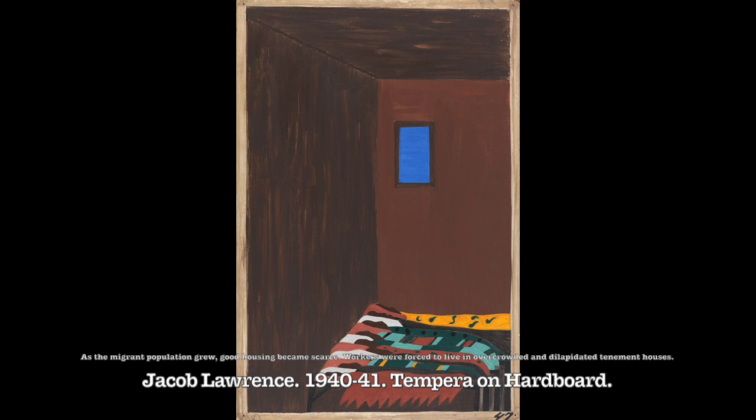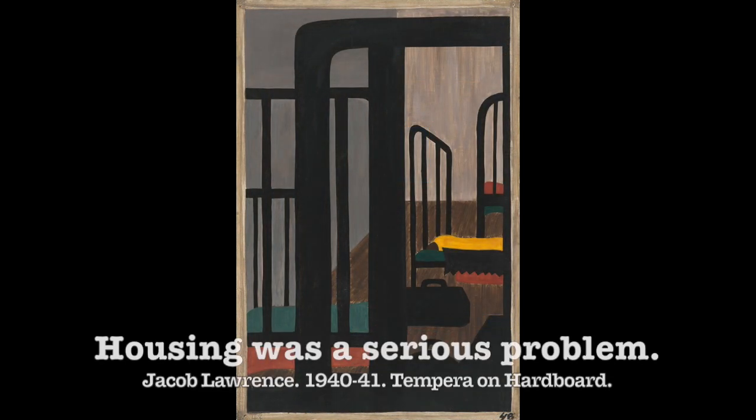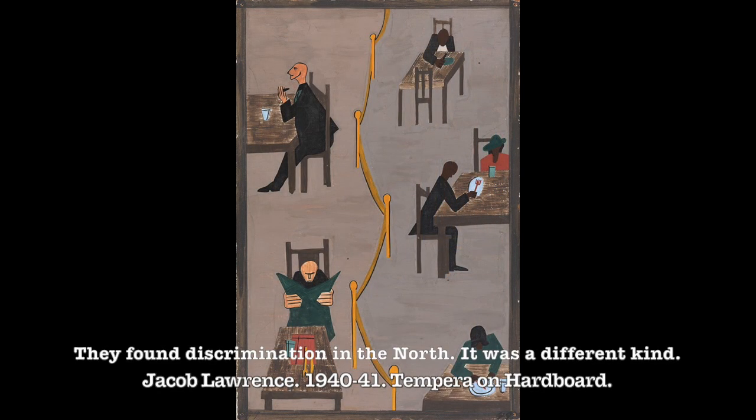As the migrant population grew, good housing became scarce. Workers were forced to live in overcrowded and dilapidated tenement houses. Housing was a serious problem. They found discrimination in the North. It was a different kind.